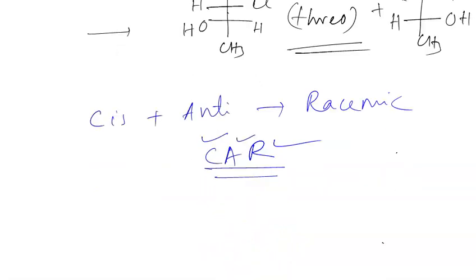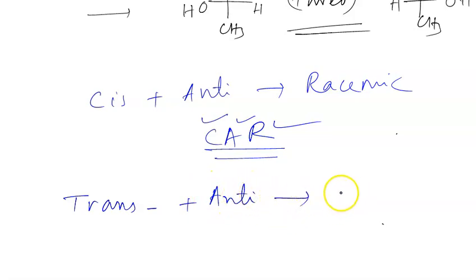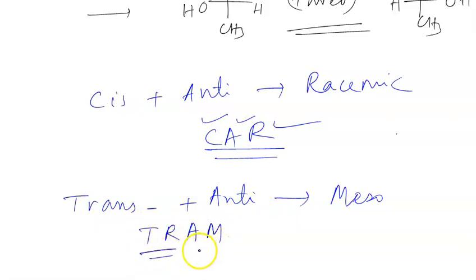Similarly, in short you can write, if a trans alkene, for example here, trans alkene on anti addition, we will get a meso product, as we have done in the case of cis, and similarly you can do here. And this is explained as TRAM. TR is for trans, A is for anti-addition, and M is for meso product. So you can easily remember by CAR and TRAM. Cis, anti-addition, racemic. Trans, anti-addition, meso.